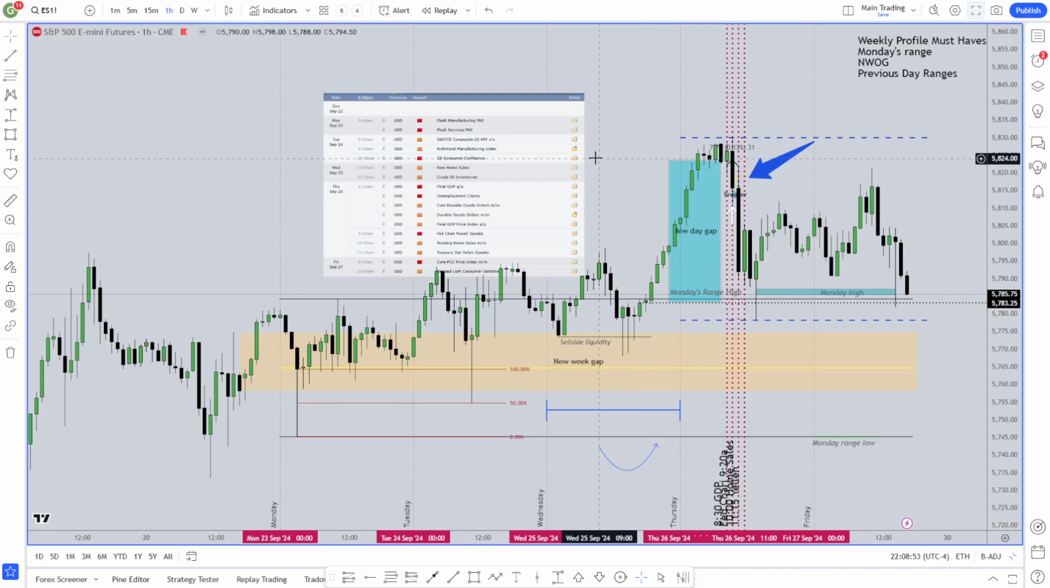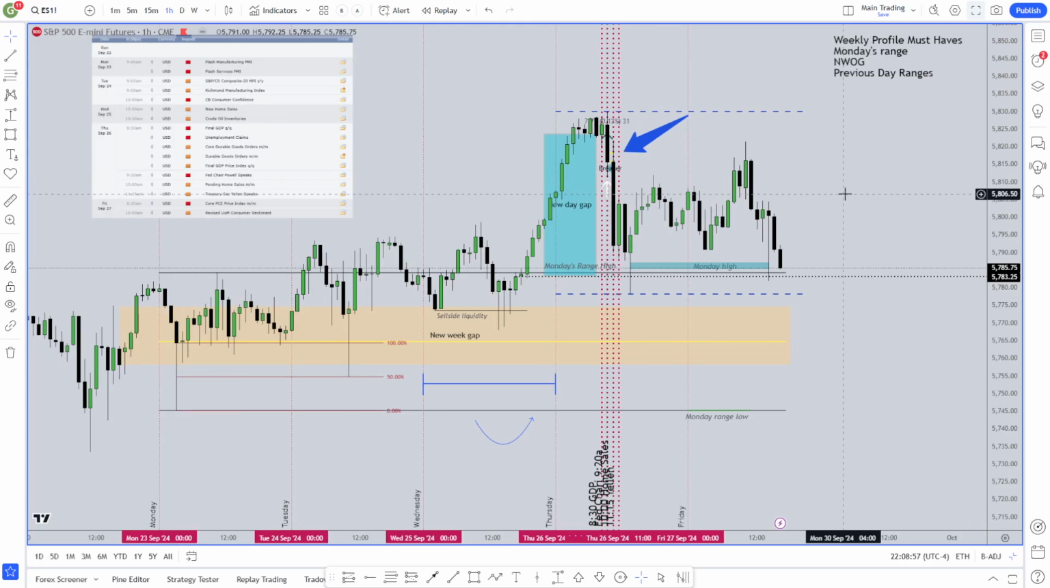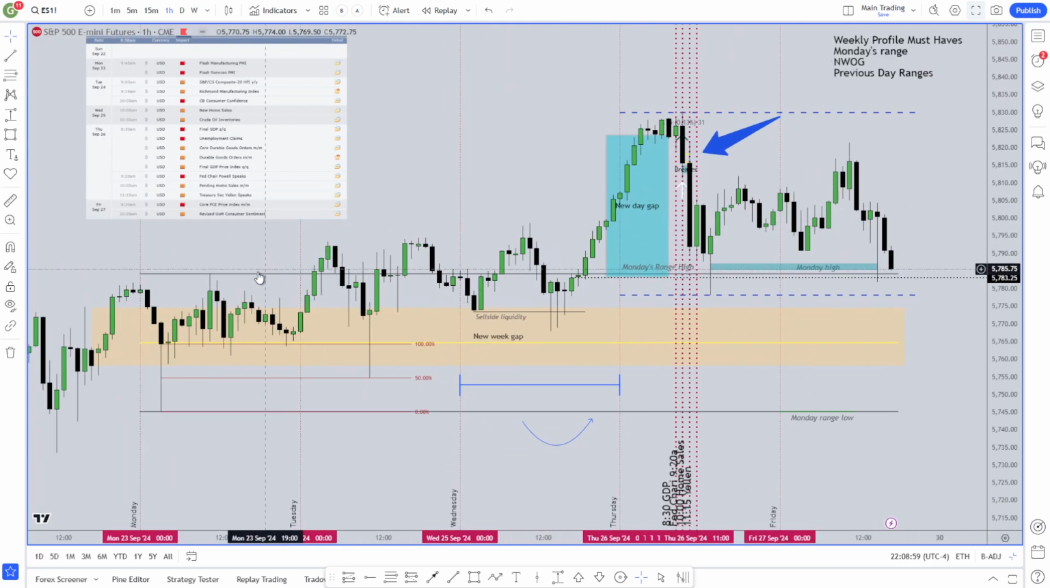So the weekly profile, you have 3 must-haves that you're always looking for when you're tracking weekly profiles. You need Monday's range, high, mid, and low. You need the new week opening gap. Think of it as a bookmark. If price is staying above it, if price is staying below it, or if price is staying within it, it tells you the whole story about the weekly profile.